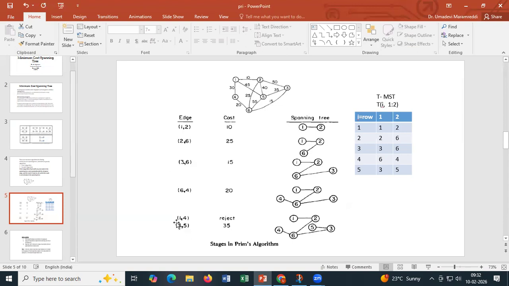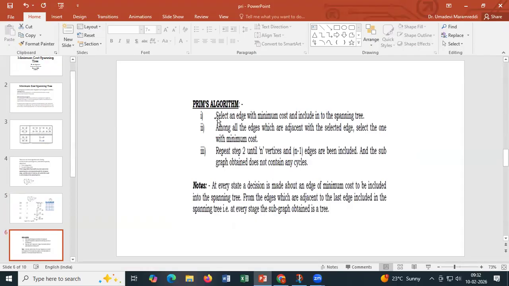You can see here if any edge is forming a cycle, you should remove it. So you see here 1 to 4 is 30. But 1 to 4 forms a cycle. Already 1 to 2, 2 to 6 is in the tree. 1 to 6 to 4 forms a cycle. So that kind of edges you have to remove. For that you have Prim's algorithm.